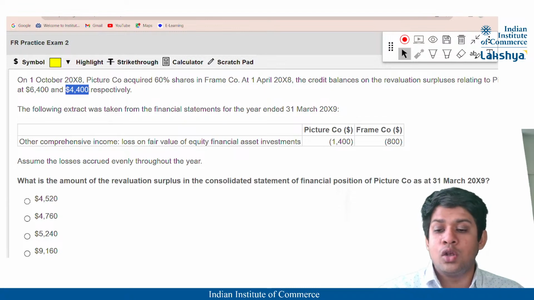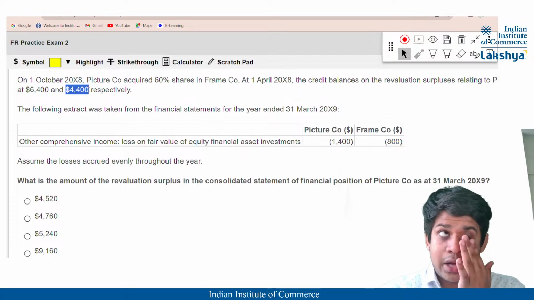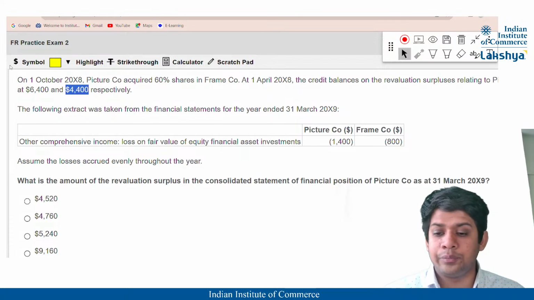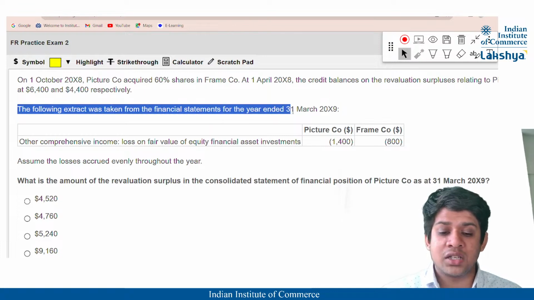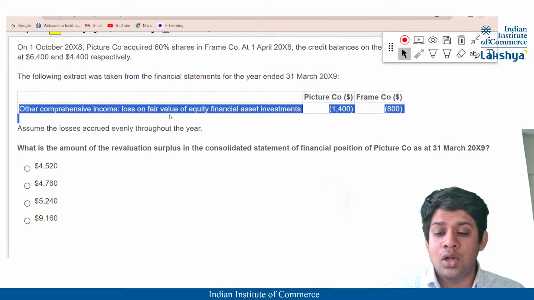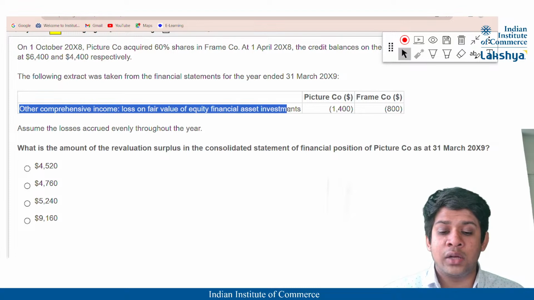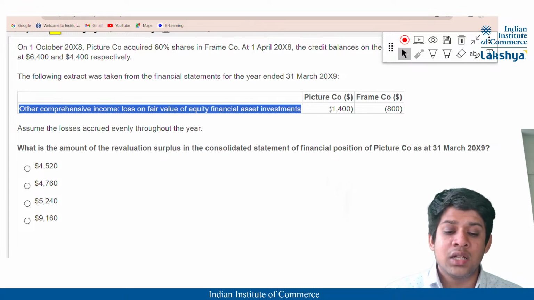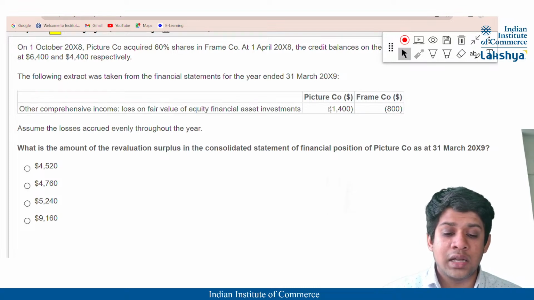After we acquired it. So technically this we are not entitled to, and this will be deducted in calculation of goodwill. Okay. The following extract was taken from the financial statements for the year ended 31st March 2019. That is, other comprehensive income had a loss of fair value on equity financial asset investments. They had a loss for the current year, that is 1400 loss and 800 loss.